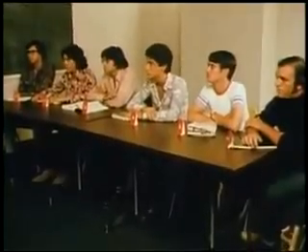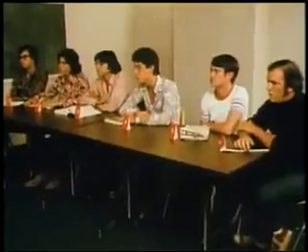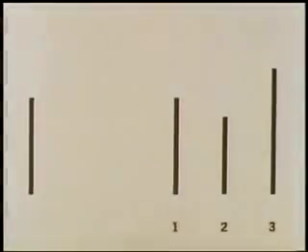Only one of the people in the group is a real subject, the fifth person with the white T-shirt. The others are confederates of the experimenter and have been told to give wrong answers on some of the trials. The experiment begins uneventfully as subjects give their judgments.